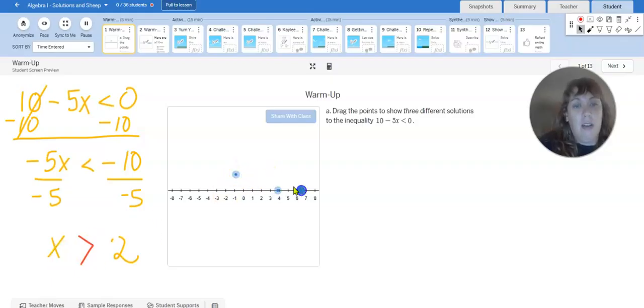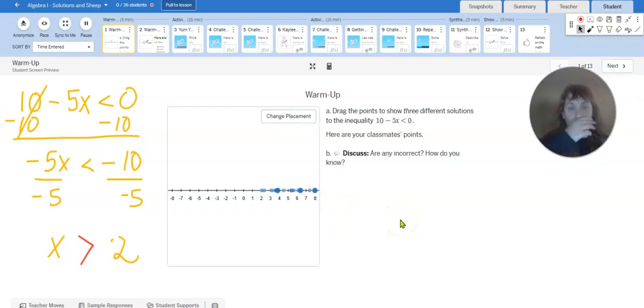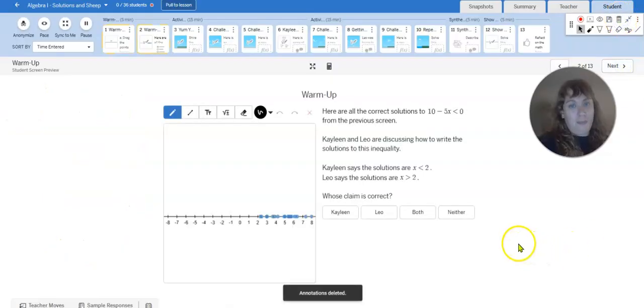So we can put this on our number line as long as it's a point bigger than 2. And we'll notice that when we put all of those solutions, we can start to see our graph come alive for that right arrow to the right of positive 2. Go ahead to the next slide.